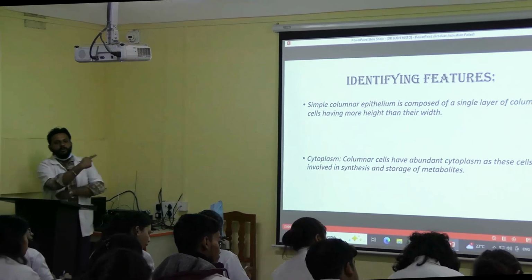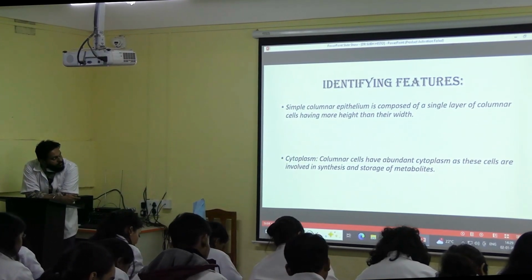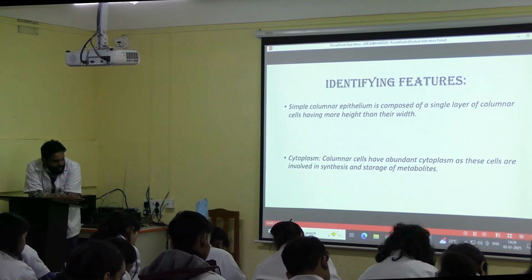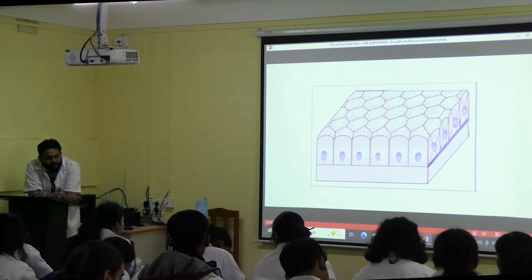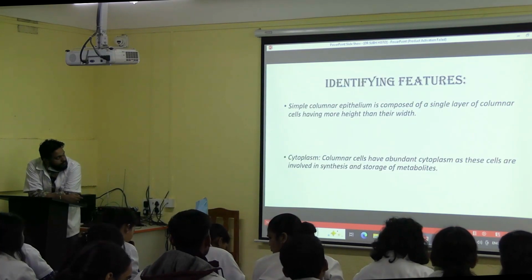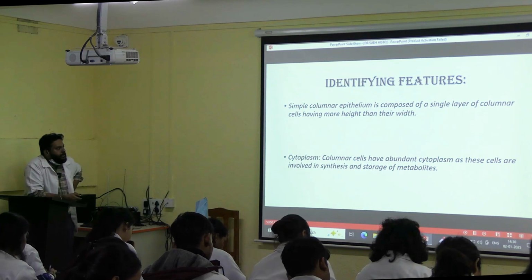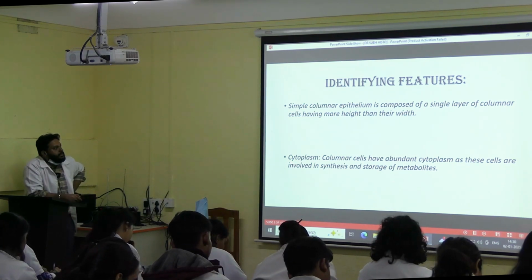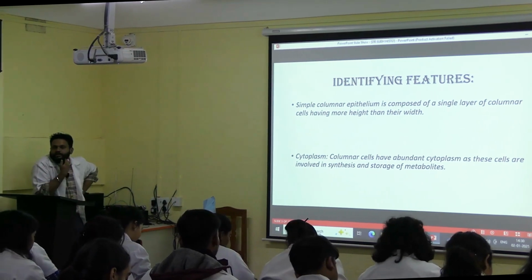Identifying feature, first of all, simple columnar epithelium is composed of a single layer of columnar cells having more height than their width. इस पे देखो, height ज़्यादा है width से, ठीक है? Then columnar cells have abundant cytoplasm because these cells are involved in synthesis and storage of metabolites.